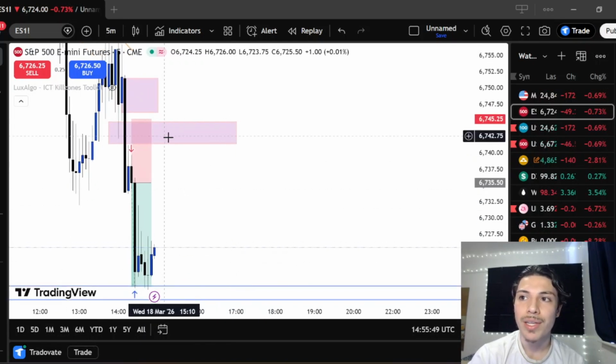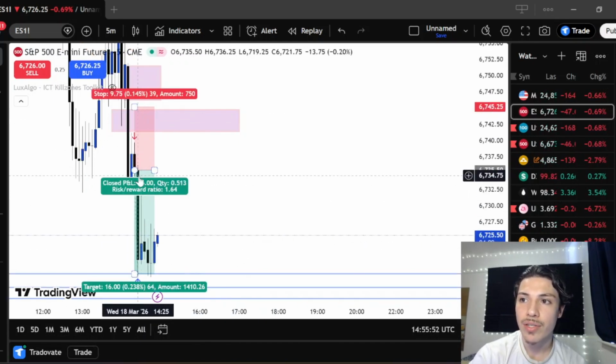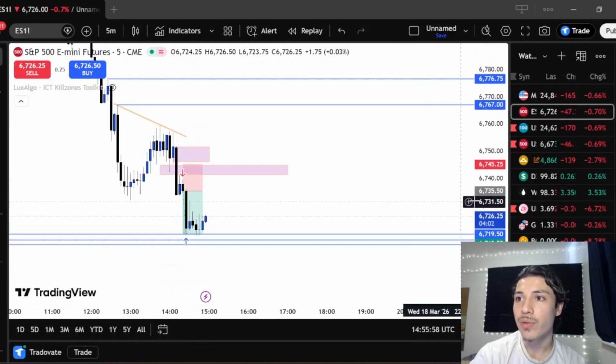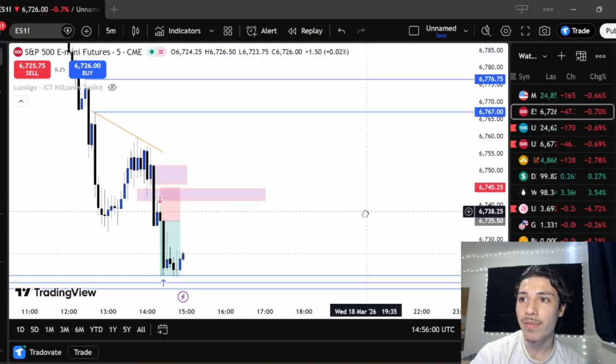But as you can see, we didn't even retest it. We just clearly got this rejection. Bang. Dump straight to 40p. This trade had a bit of everything, guys. It also had equilibrium in it, which is my favorite confluence.